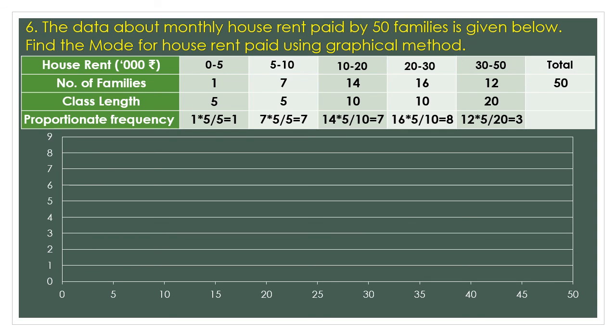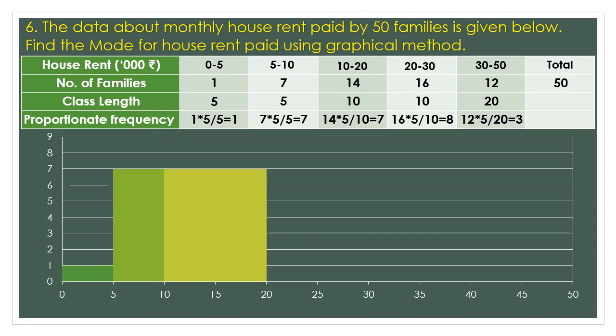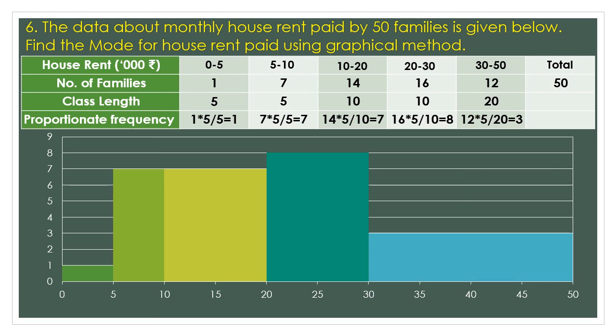As you can see, the maximum proportionate frequency is 8. So I have taken values 0, 1, 2, 3, 4 up to 9. And the classes are from 0 to 50. So I have taken 0 to 50 on the x-axis, starting with the first class, which is 0 to 5 and the frequency is 1. Then 5 to 10 with the frequency 7. 10 to 20 with the frequency 7. 20 to 30 with the frequency 8, and 30 to 50 with the frequency 3. As you can see here, this is how our histogram looks.